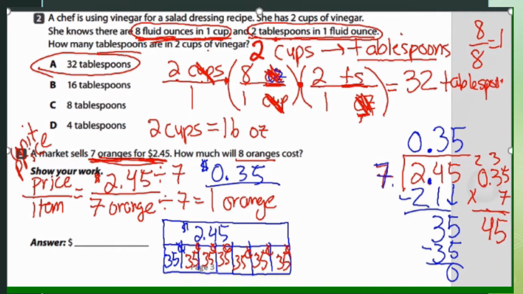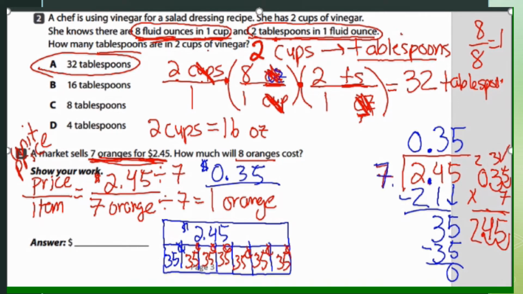7 times 0 is 0, plus 2 is 2. Then I have to put my decimal point in the product. So I count the number of factors here: 1, 2, and then I come here, 1, 2. So $2.45. So I know that this unit price is correct.